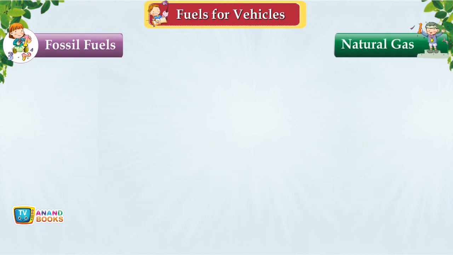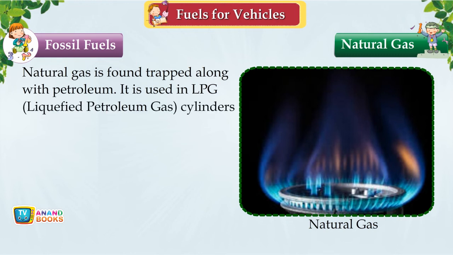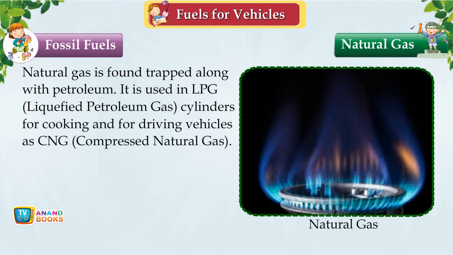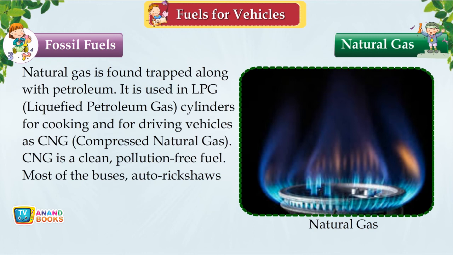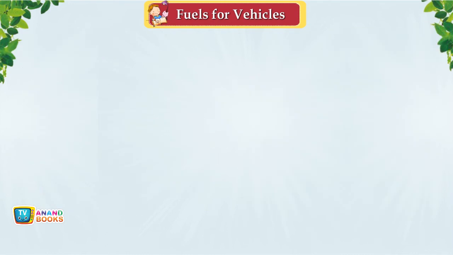Natural gas. Natural gas is found trapped along with petroleum. It is used in LPG, liquefied petroleum gas cylinders for cooking and for driving vehicles as CNG, compressed natural gas. CNG is clean, pollution-free fuel. Most of the buses, auto rickshaws and private vehicles in Delhi and Mumbai run on CNG.